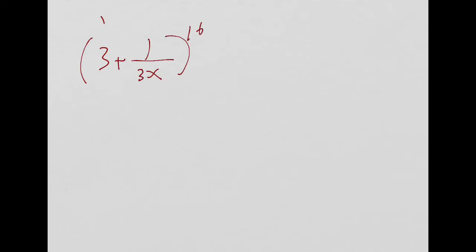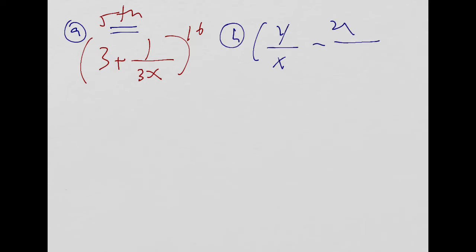You please practice, huh? You don't practice, you don't know what it is. The fifth term of 3 plus 1 over 3x to the power of 16, and y over x minus 2x squared y to the power of 12. Okay, the fifth term. So how to do that? You need to think about it. How to do it? First, write the general term. Everything starts with the general term. Okay?